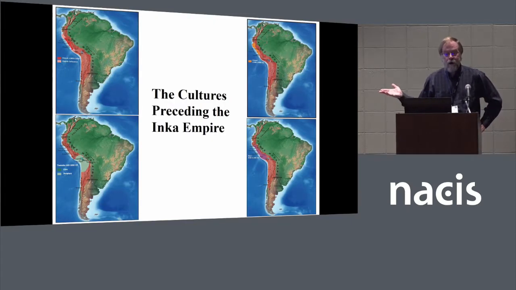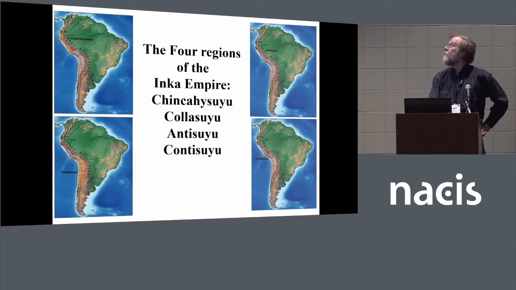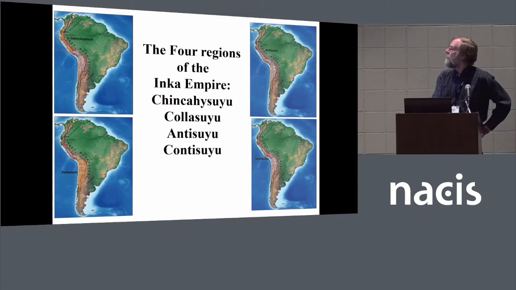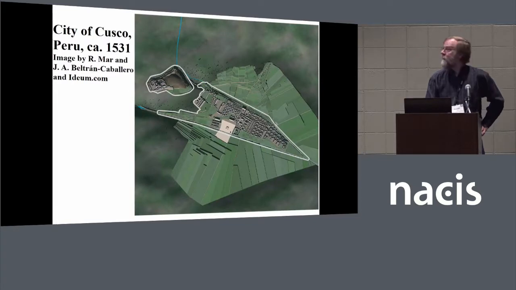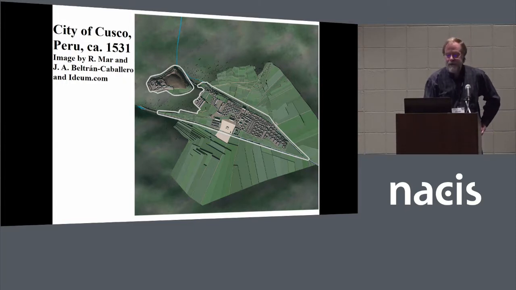But then there are various walk-by maps of the cultures preceding the Inca Empire, and this is the four separate maps there, plus the early Cusco Valley Inca, and then the four regions or provinces or whatever you want to call them of the empire. My favorite part of the exhibit, which I was not involved with, was put together by some archaeological architects, and this shows in 3D fashion how the city of Cusco was laid out in the shape of a puma. And you've got the head there on the left.